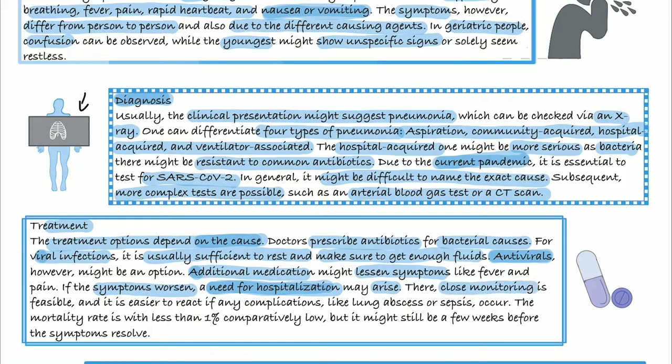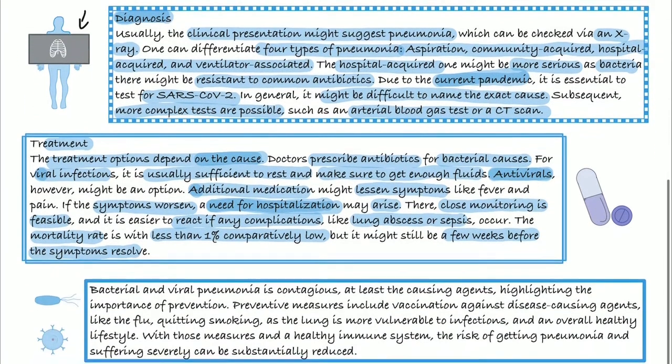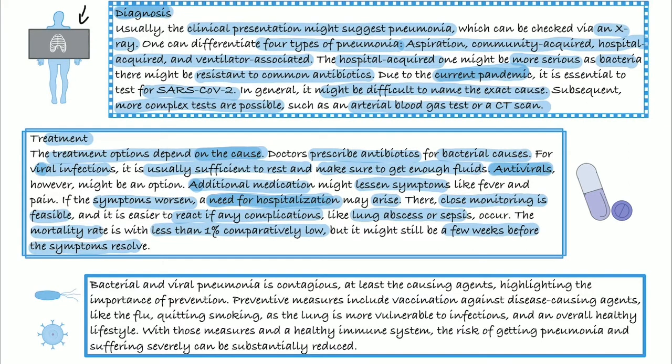There, it's possible to closely monitor the vital functions and therefore easier to react to any complications, which include lung abscess or also sepsis. The mortality rate is, with less than 1%, comparatively low, but it might still take a few weeks for the symptoms to resolve completely. And the last word about bacterial and viral pneumonia: those are contagious, at least the causing agents, and therefore prevention is essential. Preventive measures might include vaccination against those agents, but also quitting smoking as the lung is then not as vulnerable, and also an overall healthy lifestyle. Those measures and a generally healthy immune system substantially reduce the risk of getting pneumonia and also of suffering severely.